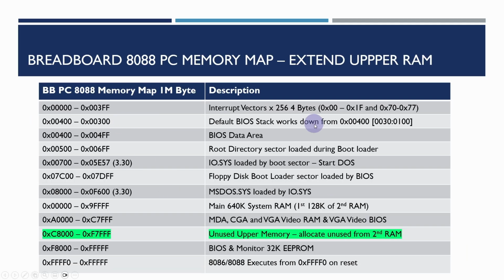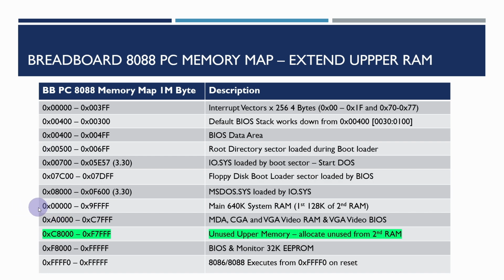So this just shows the Breadboard PC memory map. In the first 1K, we've got the interrupt vectors, which is pretty much standard Intel 8088, 8086. And then the BIOS data area is where a lot of the key BIOS data is stored. The default stack for the BIOS starts at the top of the interrupt vector area and works downwards. So if we ever see memory access in the 300 to 3FF range, that generally means we're talking about the stack in the BIOS.